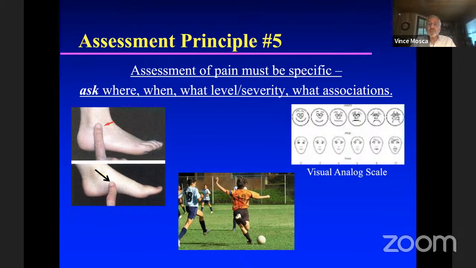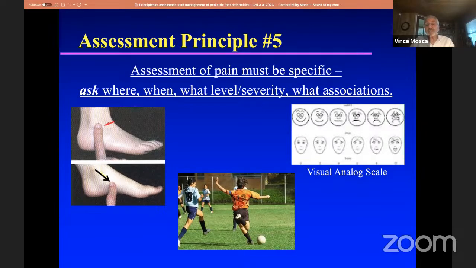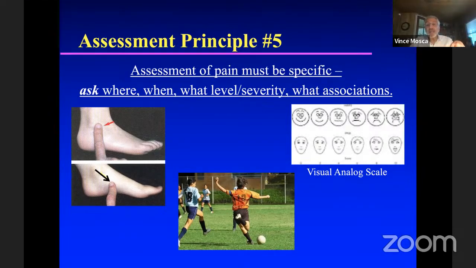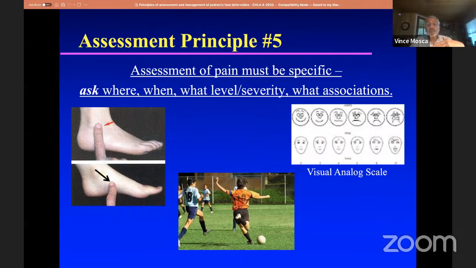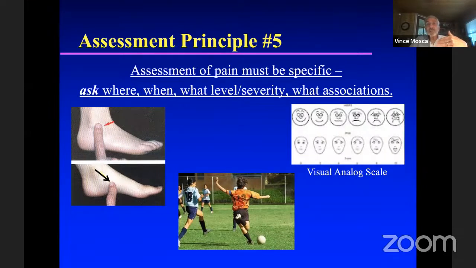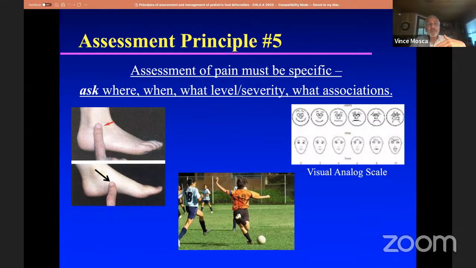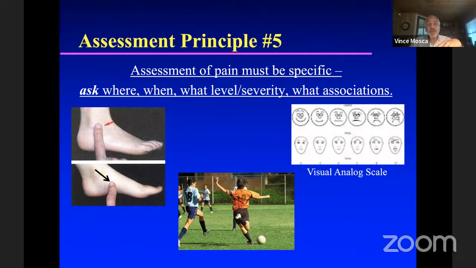Even five-year-olds are pretty reliable using the visual analog scale. I don't know if you have these, but we've had these in the clinic, and their faces showing a happy face all the way down to a very sad face. And you ask the child, point to, when you hurt, what does your face look like? What do you feel like? It's also important to know, does the pain only occur when active, or does it happen all the time? Is it always there? That tells you a lot about the condition.